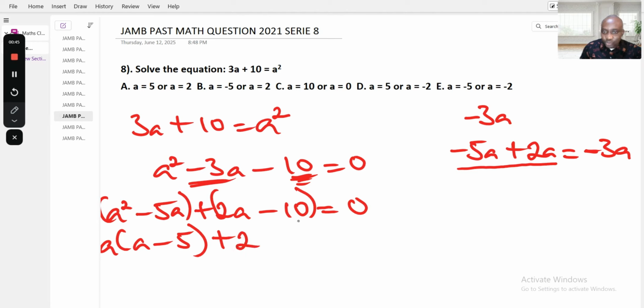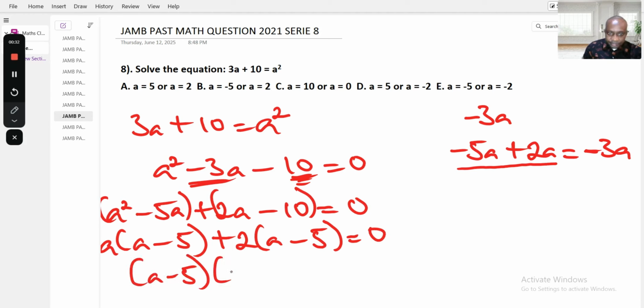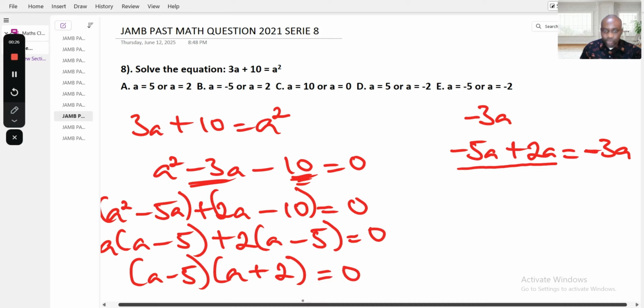2 is here and 2 can go in 10. It will remain a minus. How many 2 can we see in 10? That's 5. Just pick one out of this. A minus 5 bracket a plus 2 equals to 0. What is our final answer there?